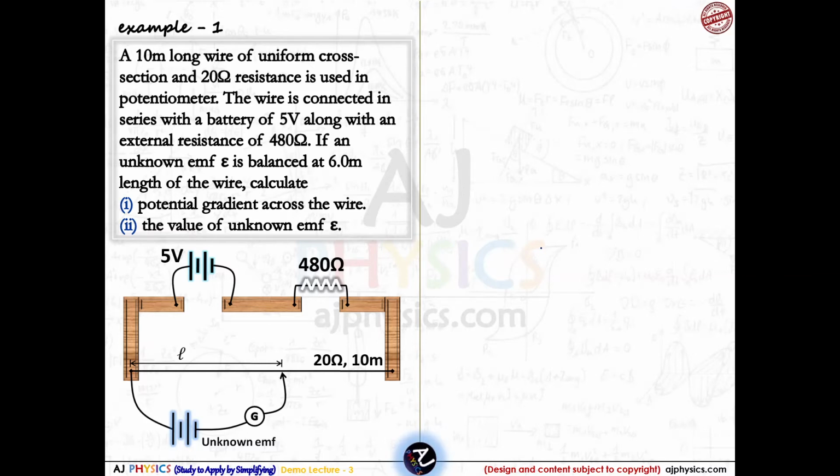Fine. So if you break the circuit in two parts, the current flowing in the primary circuit will be 5 divided by (480 plus 20). Simply you can write it as 5 divided by 500. So this is the current which is flowing in the primary circuit, only in this portion of the circuit. And you have to calculate this unknown EMF and the potential gradient across the wire.